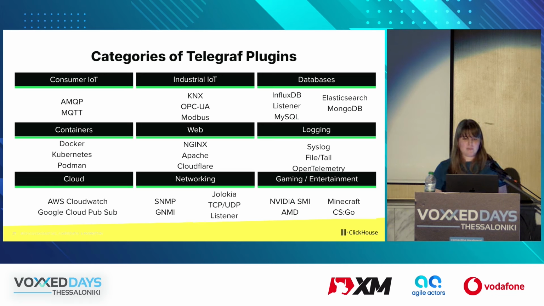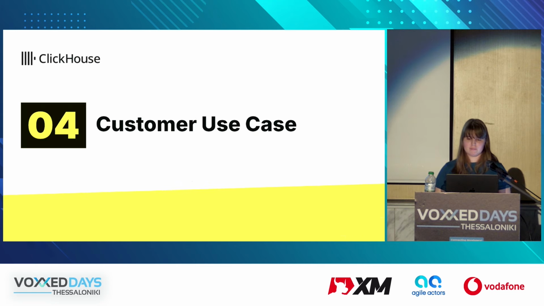So things like MQTT, a lot of these are heavily in the industrial IoT space. When it comes to databases, that's like watching your database statistics, getting the logs off of them. Things like containers, obviously, being able to check your Kubernetes information, networking, cloud, logging, gaming and entertainment, including, as I like to say, the less professional versions here, which is things like CSGO, for example. But yeah, basically, this is just some of the Telegraf plugins that you can take advantage of.